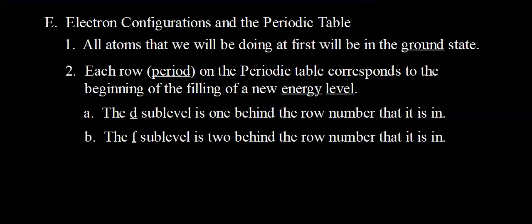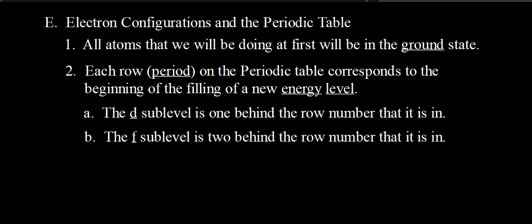Here's one thing. Each row on the periodic table, also known as a period, so we're talking about the horizontal rows, not vertical columns, horizontal rows. There are 7 of them on the periodic table. The 2 down at the very bottom, those aren't really their own rows. They're part of the bottom 2 rows. But each row in the periodic table corresponds to the beginning of the filling of a new energy level.